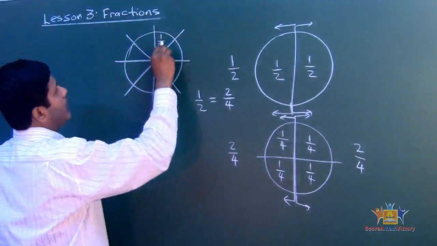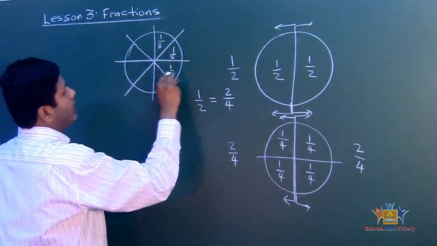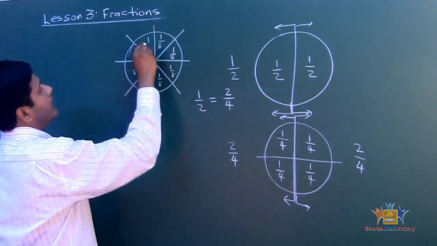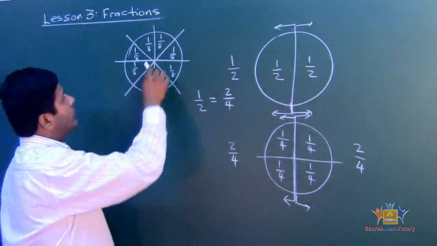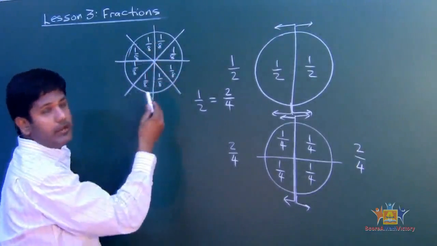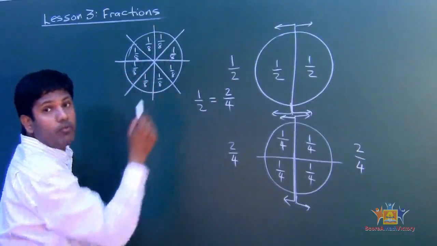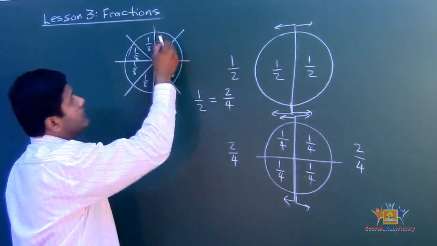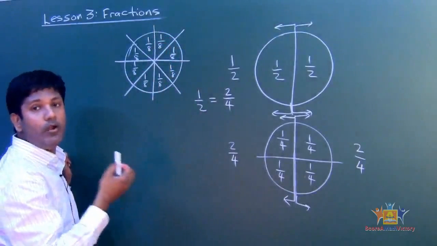Now look at that. This is 1 over 8, 1 over 8, and so on, eight pieces in all. How do I get 1 over 8? Because there are 8 pieces in one whole pizza. That's what the denominator 8 represents, and 1 represents the numerator, 1 over 8.